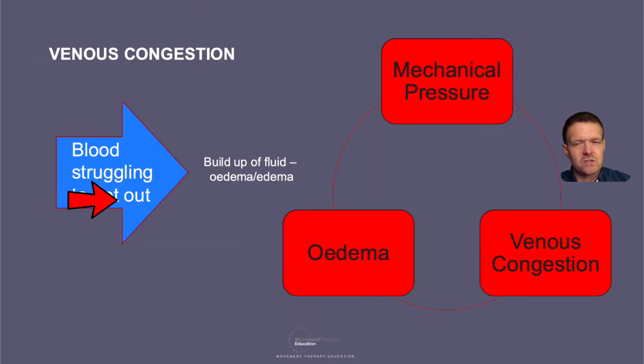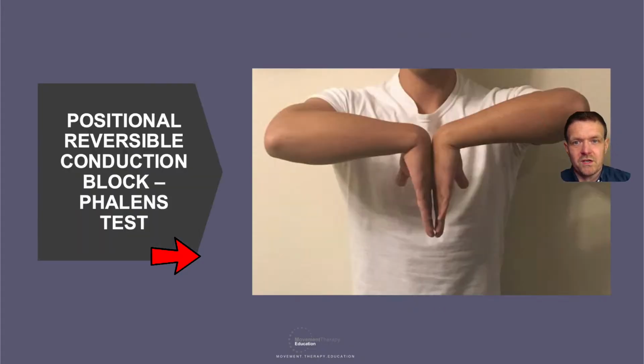So the blood starts struggling to get out. We get a build-up of fluid, so edema, and we've got edema, mechanical pressure, venous congestion, which is a combination that is not good for the nerve.